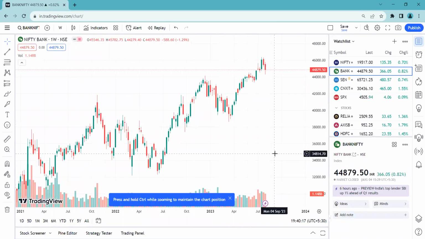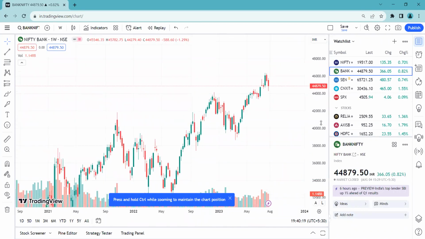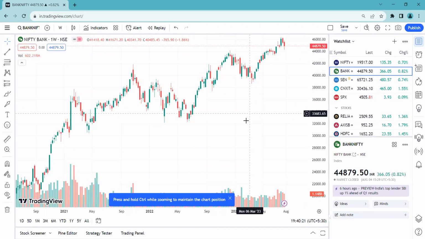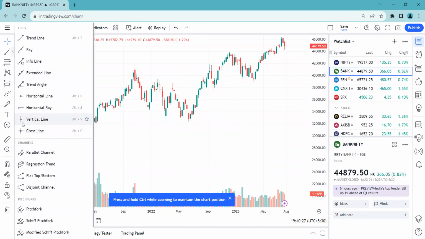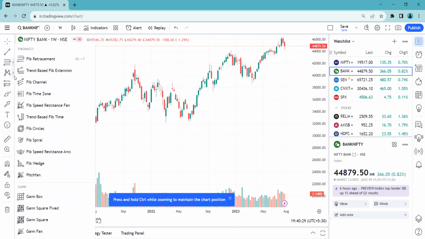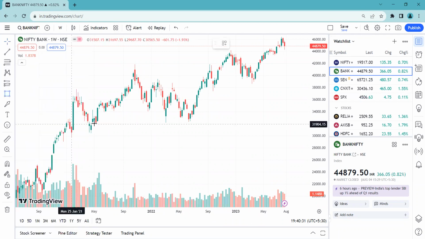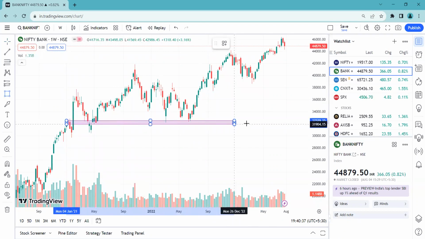So I'll take this Bank Nifty as one of the examples. So maybe we can draw the support line. How will we draw the support line? Basically we can use the rectangle. So we use the rectangle here. Let's say if price jumped 3 times here, I'll mark the support here.